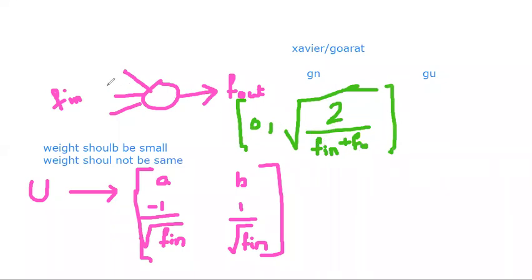In this example, how many inputs do we have? We have 3 inputs and 1 output. 3 plus 1 is nothing but 4. So it will take values in the range of 2 by 4, which is nothing but 0.5. So it will consider numbers in the range of 0 to under root of 0.5. It will assign the weights randomly for each and every input as well as the hidden layers.